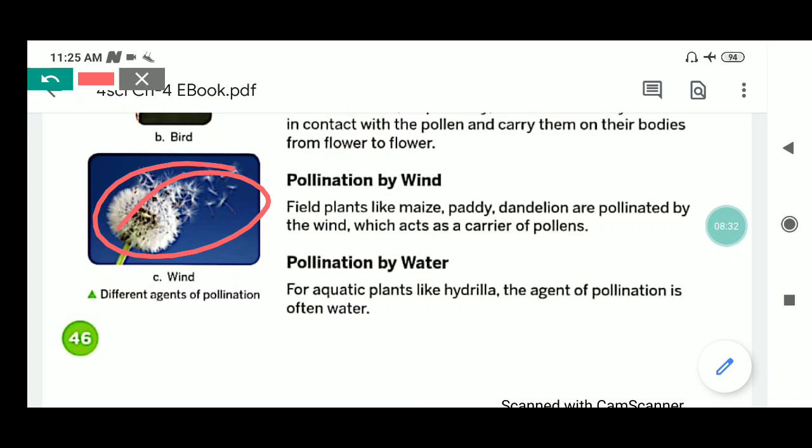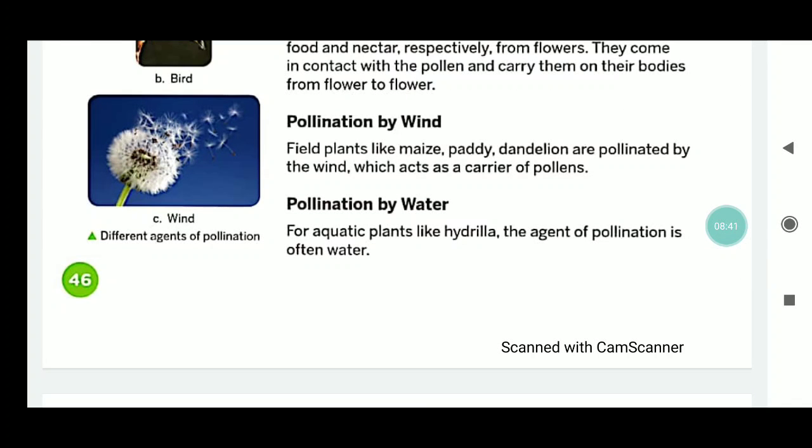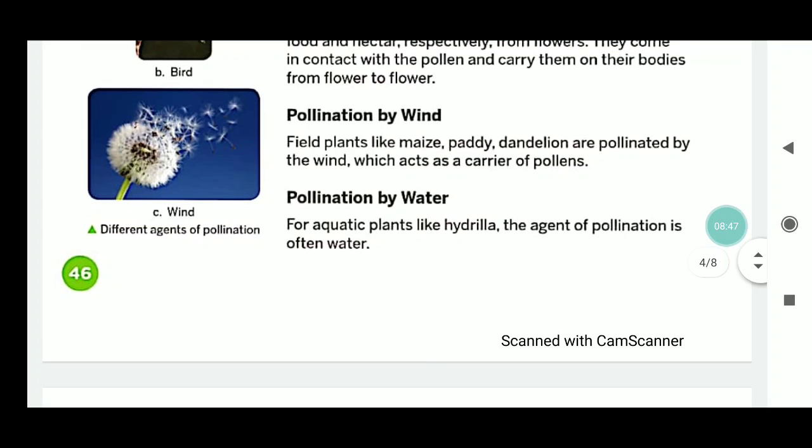Now, pollination by water. For aquatic plants like Hydrilla, the agent of pollination is often water. Have you seen the plants in water, in ponds and rivers? They also pollinate due to the moving water, which carries the pollen grains from one plant to another plant and causes pollination. There the pollination occurs and the plants get pollinated by the water.